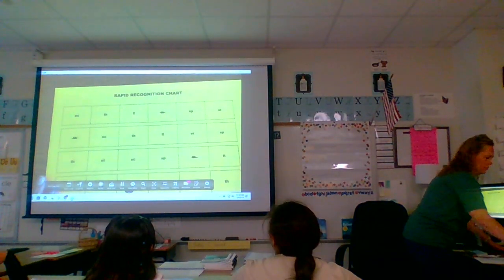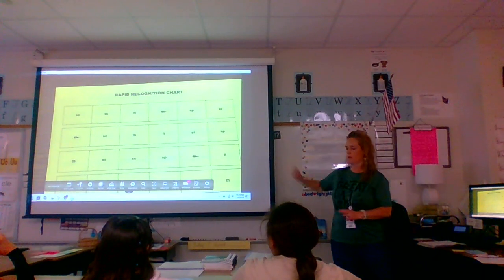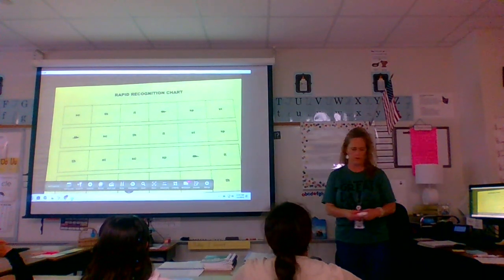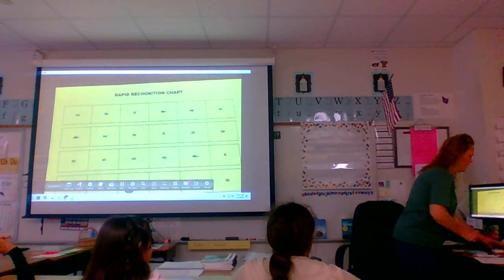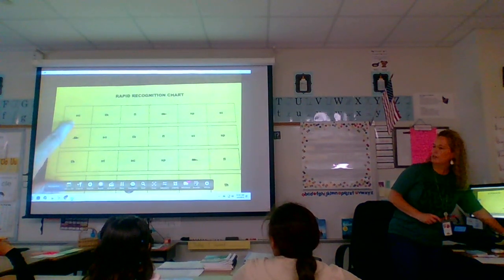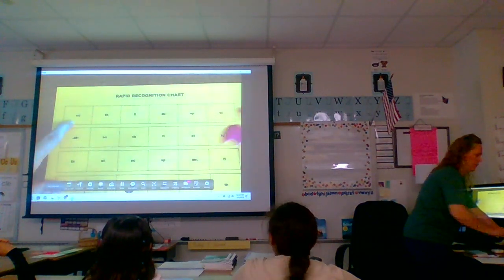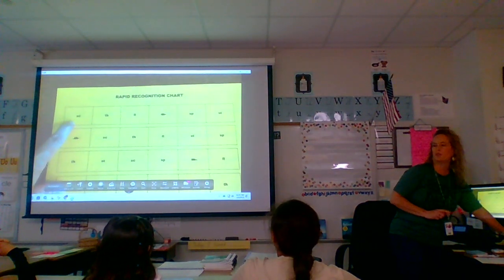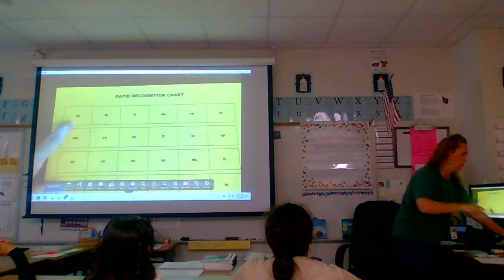Okay, look up here, please. All right, I am going to set the timer for 1 minute. We are going to be practicing our beginning blend sounds. Let's practice together this first row. Remember, these are beginning blends. I'm going to see them at the beginning of a word.